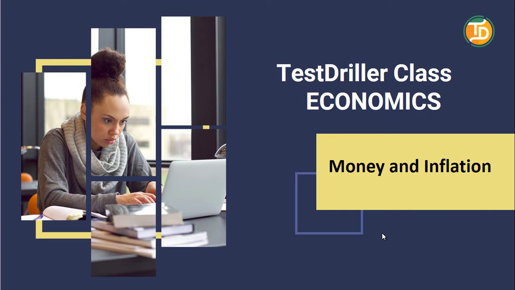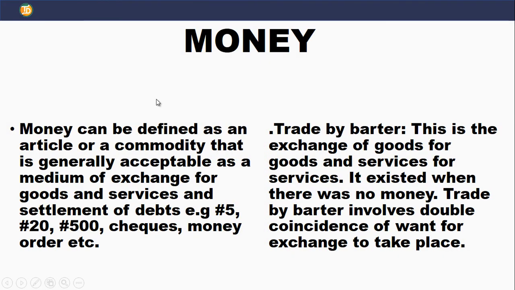Now let's begin with the introduction to money. Now, money is a general term used in any society or country, but people don't really understand what money is. So money can be defined as an article or a commodity that is generally acceptable as a medium of exchange for goods and services and settlement of debt. An example of money is 5 naira in Nigerian currency, 20 naira, 1000 naira, checks, money order. These are examples of money.